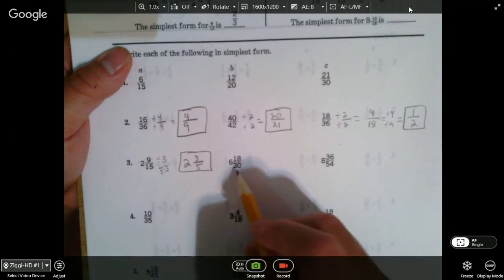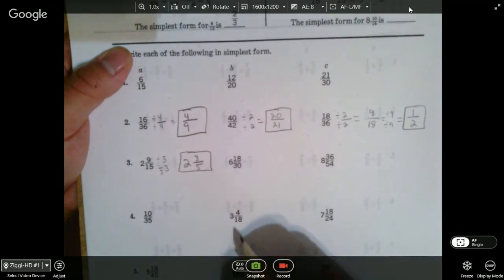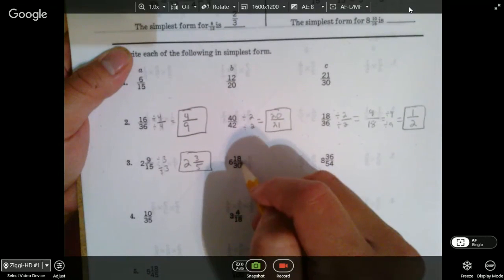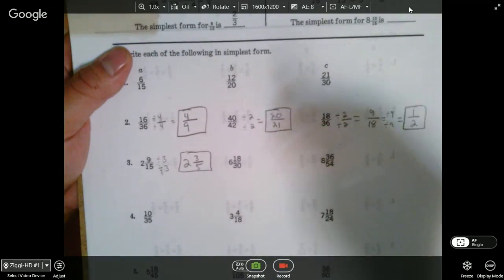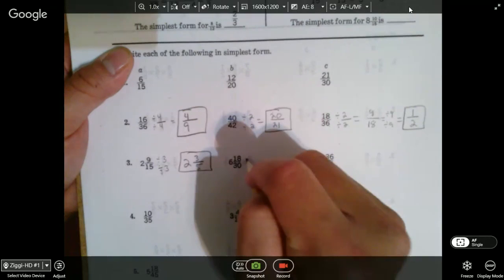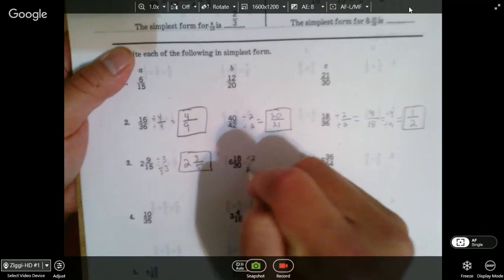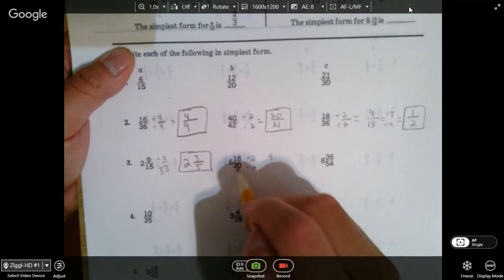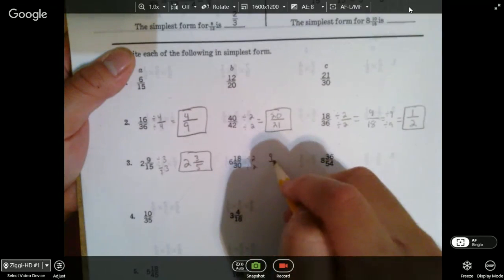Okay. All right, the next one, 6 and 18 over 30. Let's go ahead. Both of these are even numbers, so if you don't see the greatest common factor quickly, go ahead and just divide it by 2. Okay, so I'm going to divide by 2, divide by 2. 18 divided by 2 is 9. 30 divided by 2 is 15.